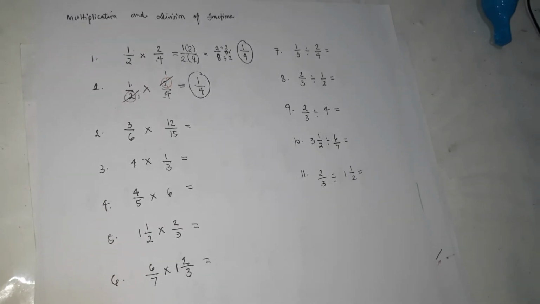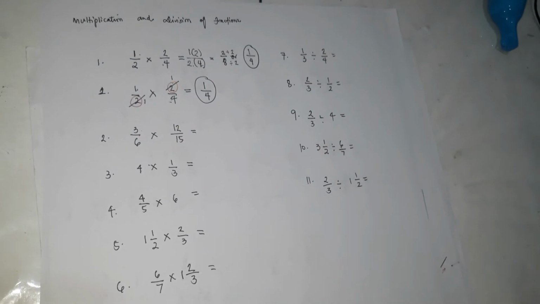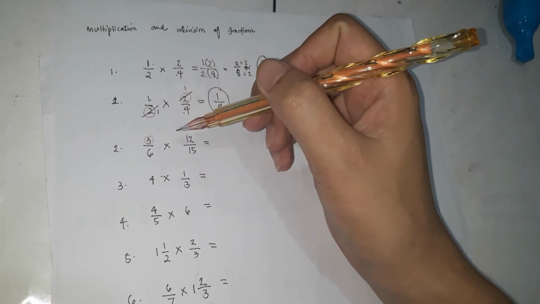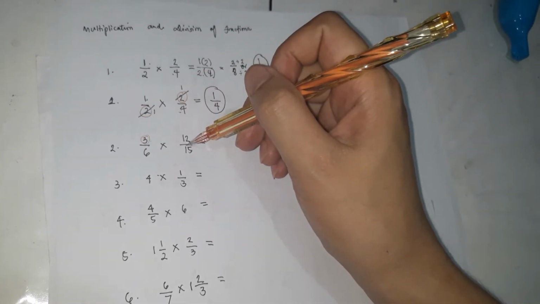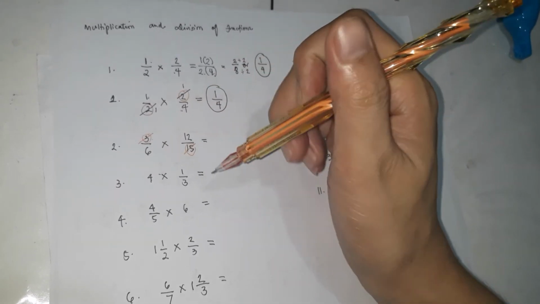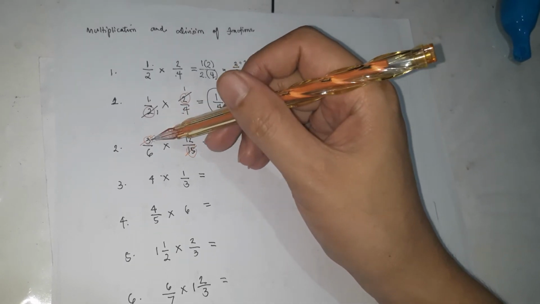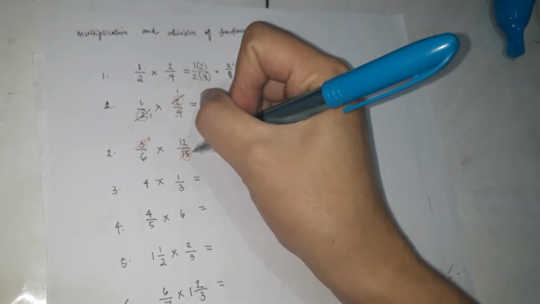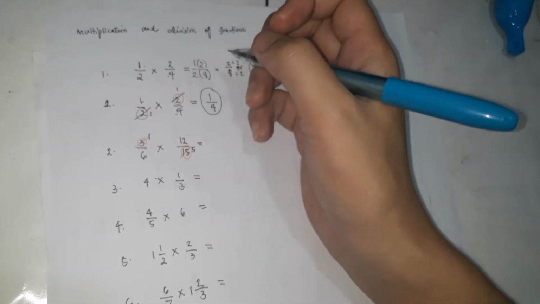For example, number 2, 3 over 6 times 12 over 15. So ang 3, saan dyan may common, may GCF? Pwede sa 6, pwede rin sa 15, but we'll have it in the 15. The greatest common factor of 3 and 15 is 3. Yung pinakamalaking number na makadivide sa 3 at saka 15 is si 3. Kasi 3 divided by 3 is 1, and 15 divided by 3 is 5. So si 3 naging 1, si 15 naging 5.